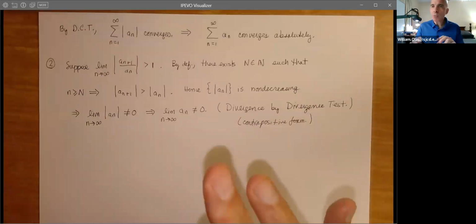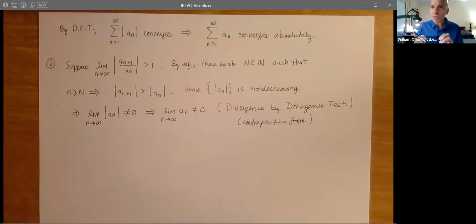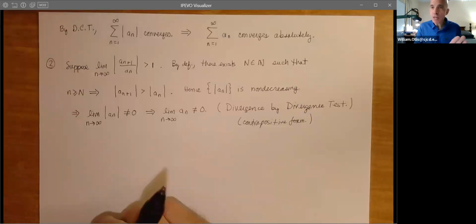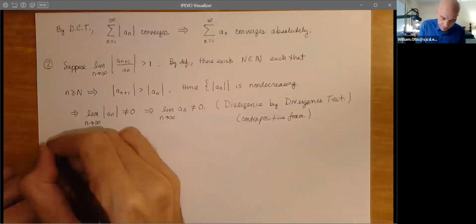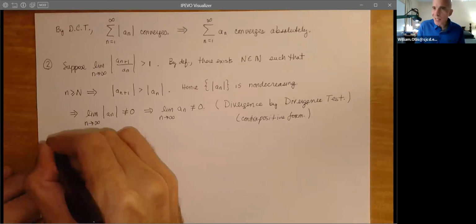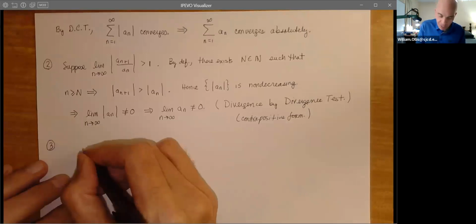When we think about sequences, it doesn't matter how many convergent subsequences you have. If they converge to different limits, you're done. The sequence has no limit. So that's what we're using here. So for number 3, this is the easiest proof we've done all semester.